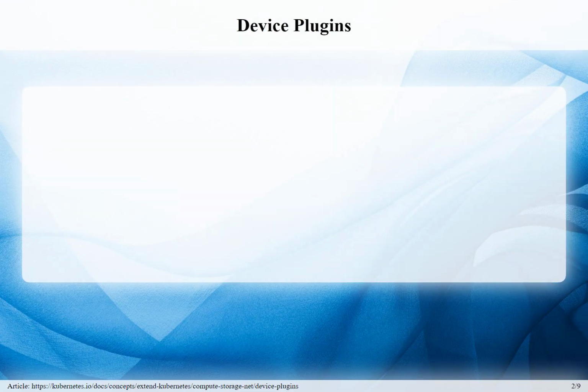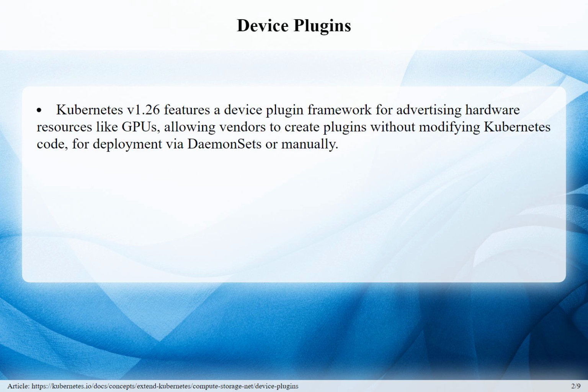Device plugins. Kubernetes version 1.26 offers a stable device plugin framework that allows vendors to advertise hardware resources like GPUs and high-performance NICs to the kubelet. Instead of altering Kubernetes code directly, vendors can create device plugins for deployment as daemon sets or manually. This framework caters to computing resources needing vendor-specific setups, like InfiniBand adapters and FPGAs.